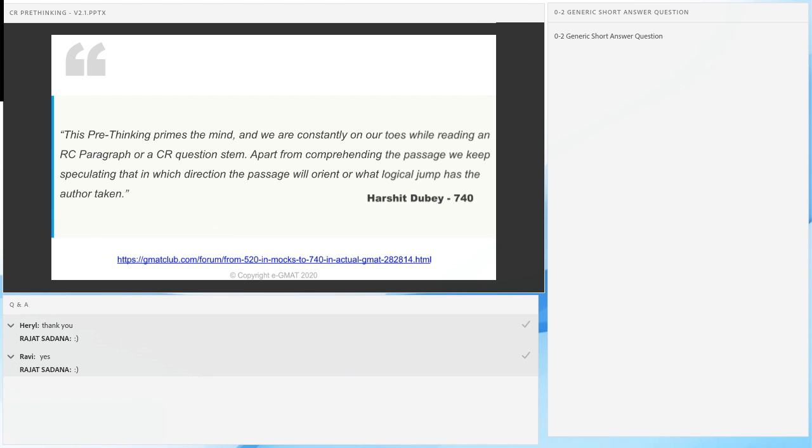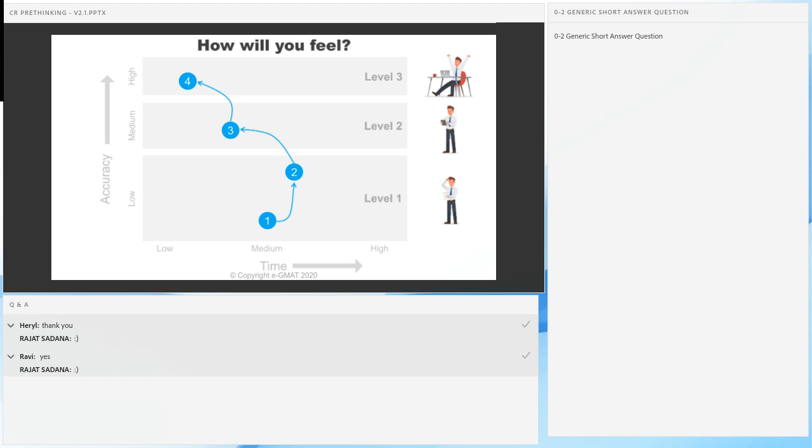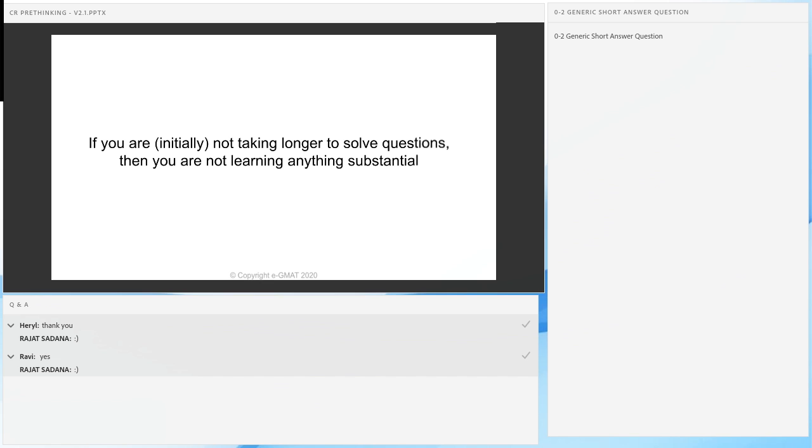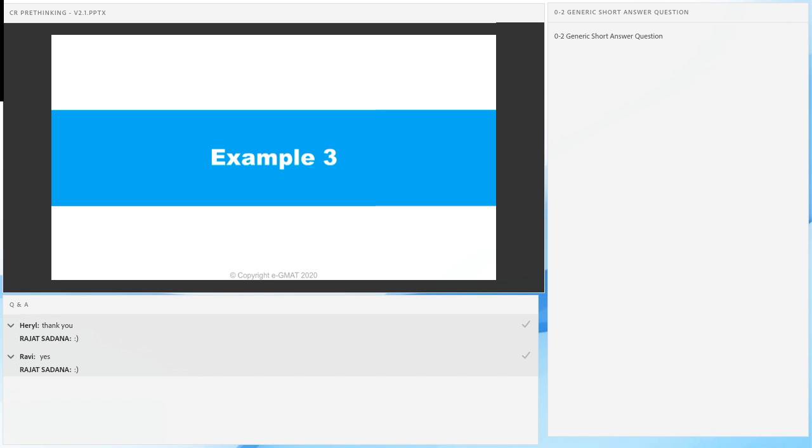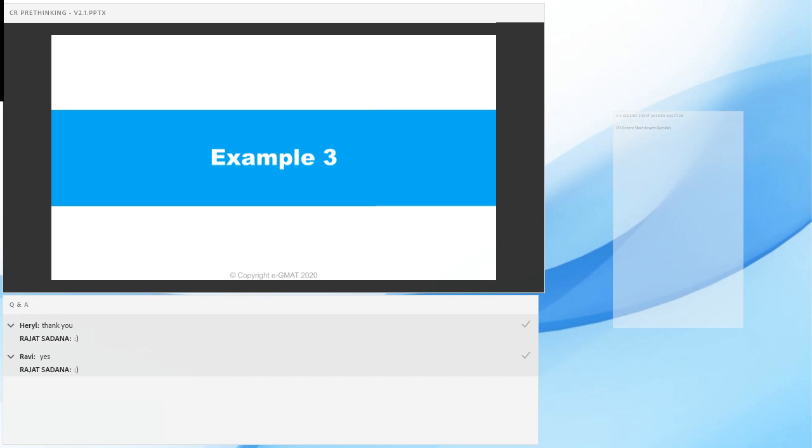Okay. Here's a guy who went from 520 to 740, a 220-point improvement. He says, pre-thinking primes the mind. We're constantly on our toes while reading a paragraph or a CR question stem. Apart from comprehending the passage, we speculate which direction the passage will orient and what logical jump the author has taken. Again, you have to go through this journey. If you don't go through this journey, you haven't learned enough. All right. Get your pen and paper ready. We're going to apply pre-thinking to a few more questions now.